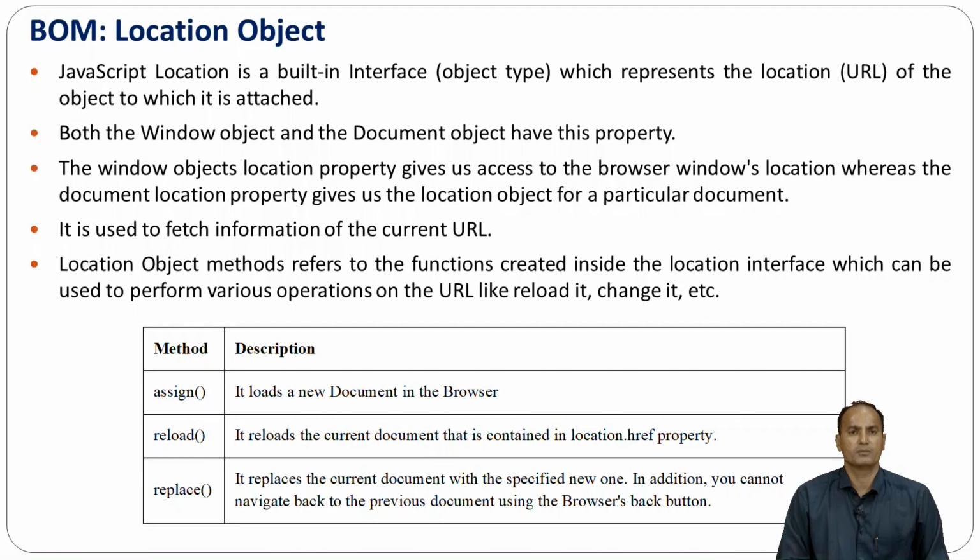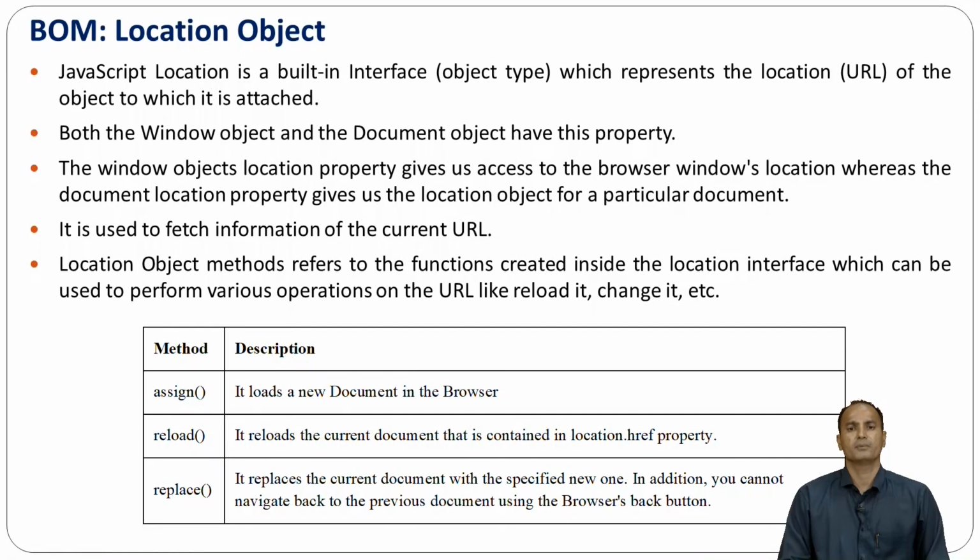The next object of the BOM is the location object. JavaScript location is a built-in interface which represents the location or URL of the object to which it is attached. Both the window object and document object have this property. The window object's location property gives us access to the browser window's location, whereas the document location property gives us the location object for a particular document. It is used to fetch information of the current URL. Whatever URL we are manipulating, it provides the information regarding that current URL.